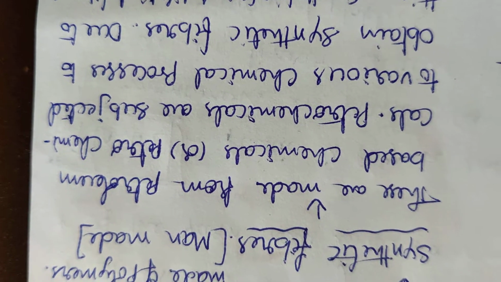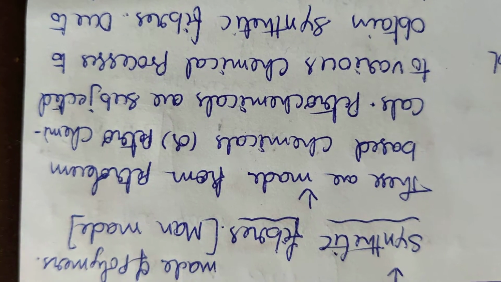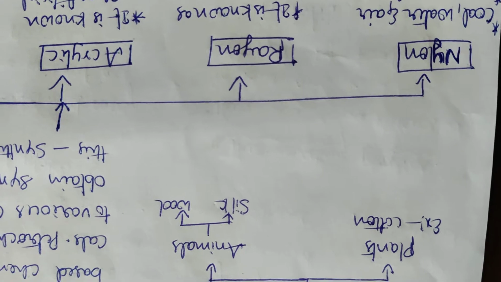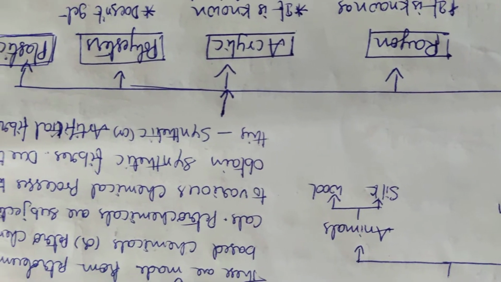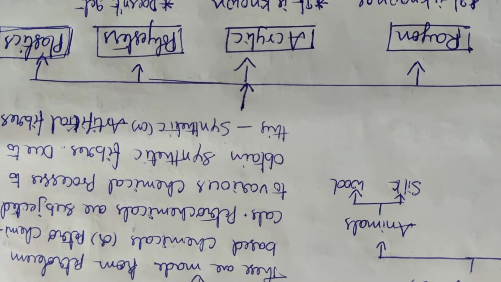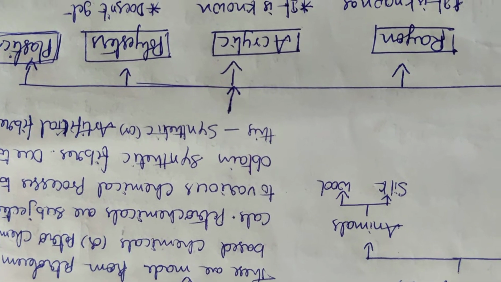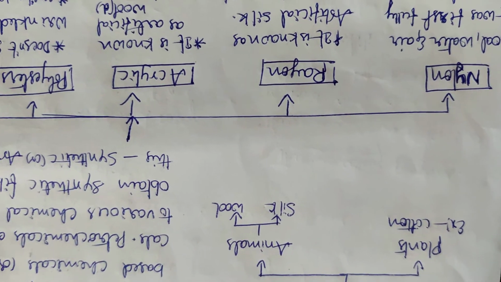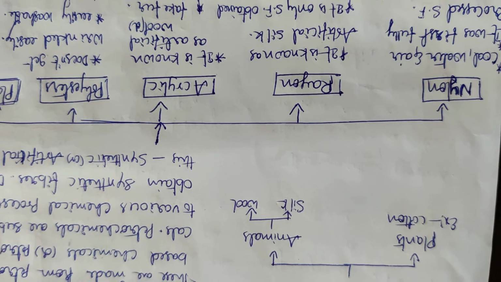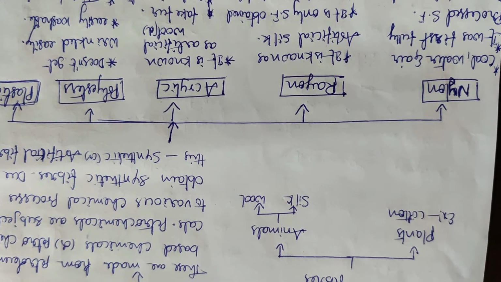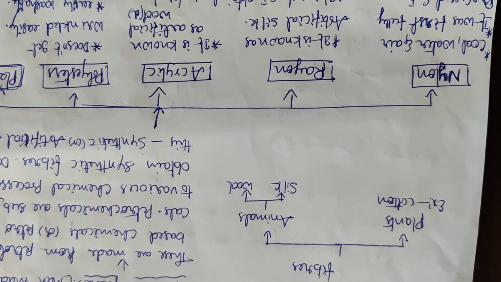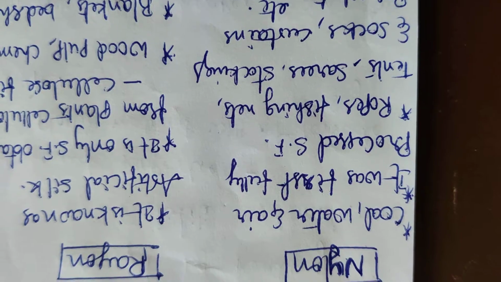The examples of these synthetic fibers are nylon, rayon, acrylic, polyester and plastics. So what are the examples of synthetic fibers? Nylon, rayon, acrylic, polyester and plastics. So each one I will explain clearly.